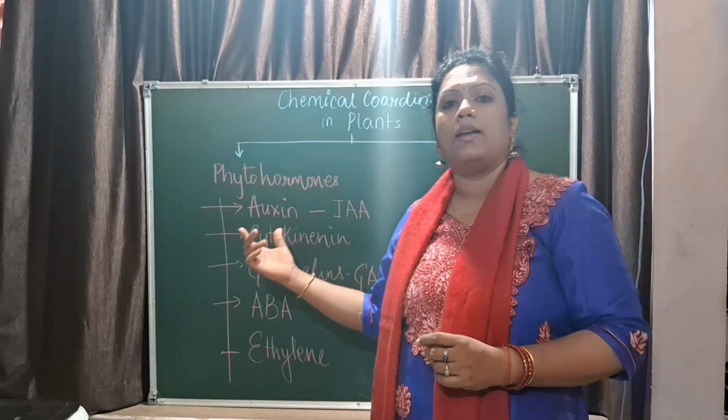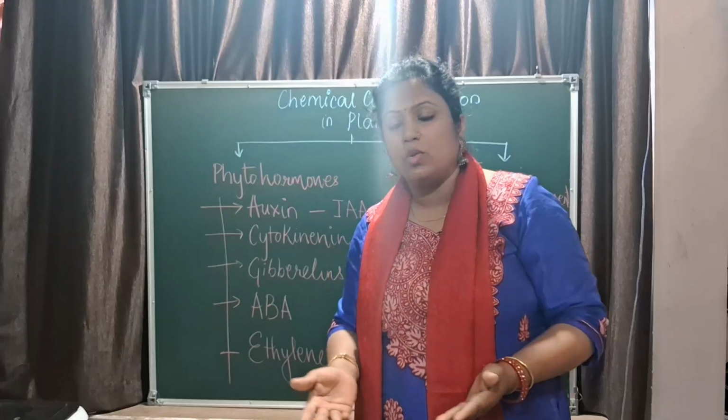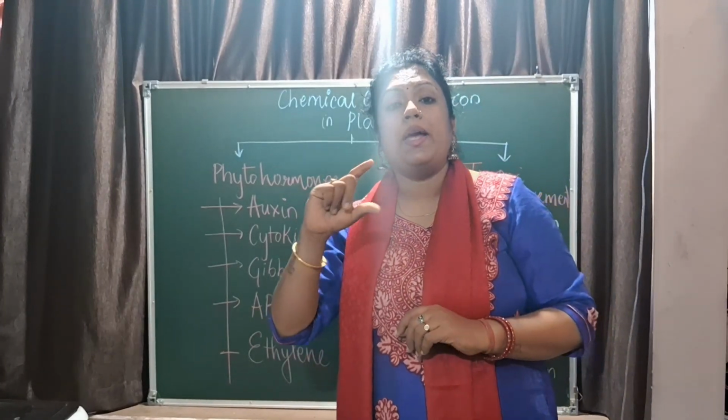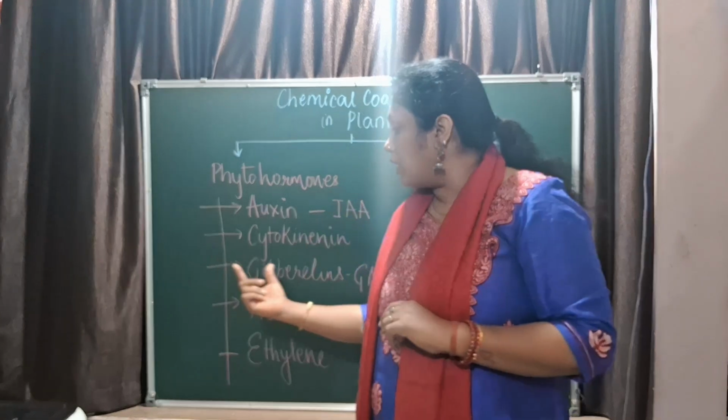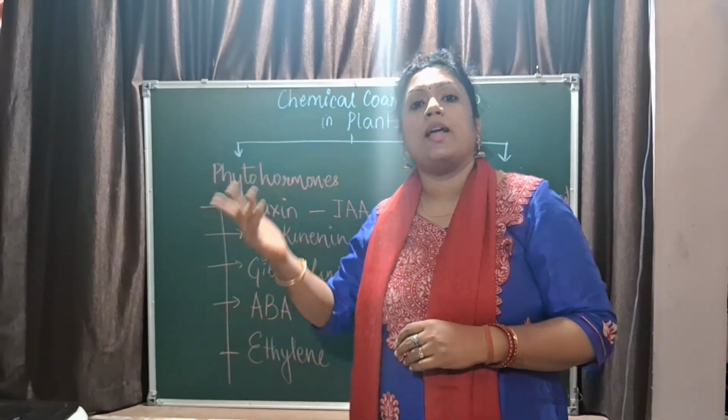Auxin and cytokinin help in stem elongation, shoot growth and root growth. And gibberellin helps in stem elongation by internodal growth. So gibberellin is generally sprayed on plants which are dwarf to increase their height.